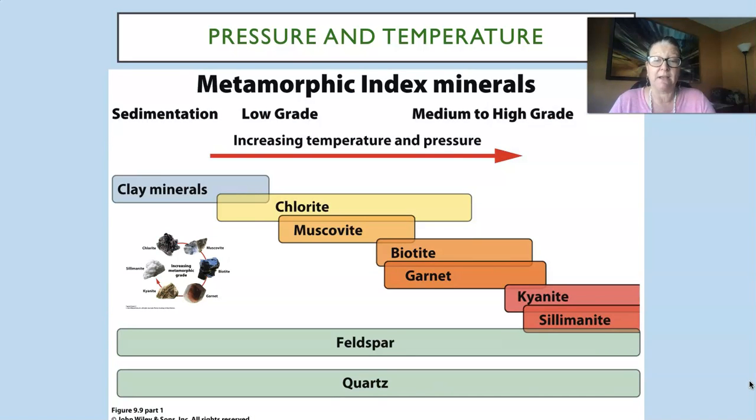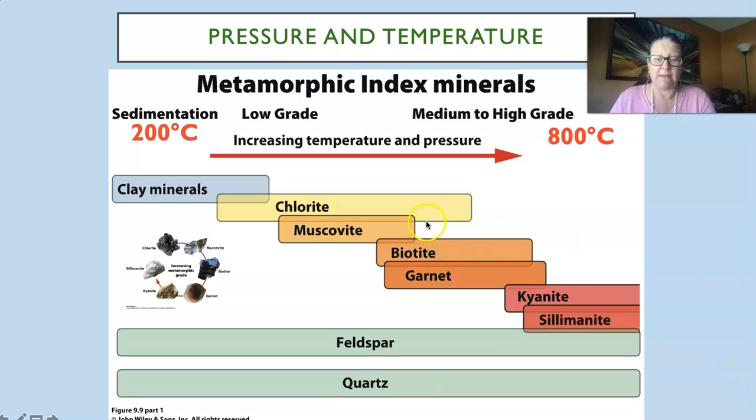Finally, I'll leave you with this last diagram, which is showing how with increasing grade, and grade can also be thought of as temperature, but also pressure, you go from clay minerals. Remember I said shale is the beginning, or clay or shale are the beginning steps. And then you can see these minerals that represent increasing temperature and pressure conditions. And so we call them index minerals. They're kind of like the Mohs hardness minerals. They represent particular conditions of temperature and pressure, just like Mohs minerals indicated particular hardness values.